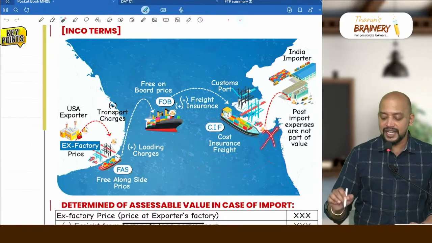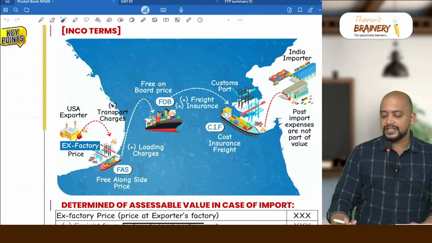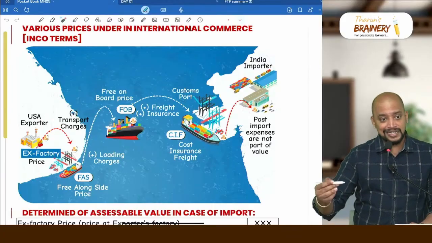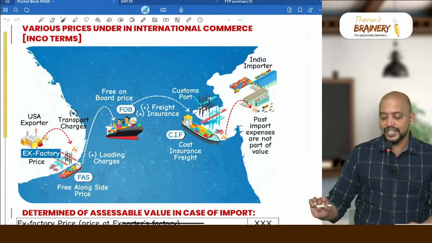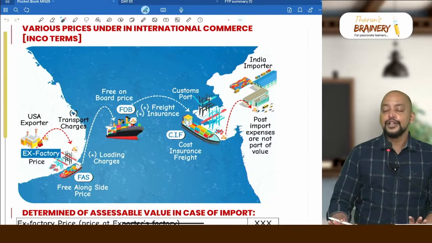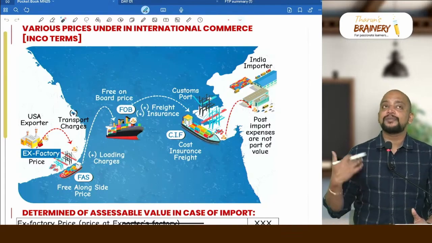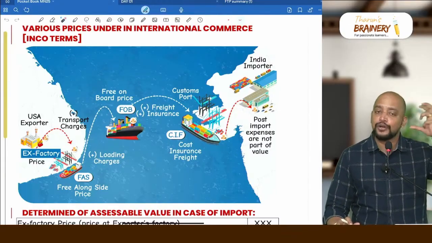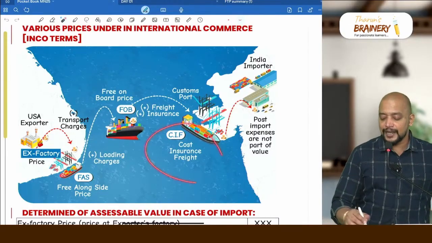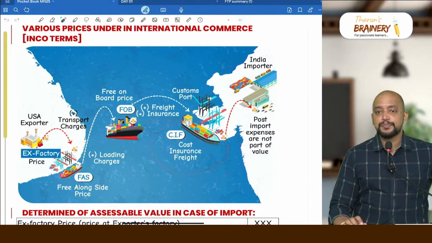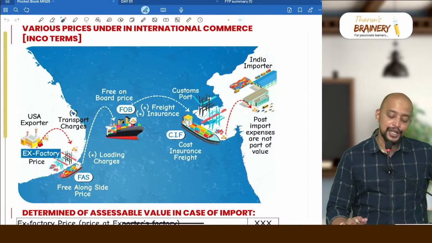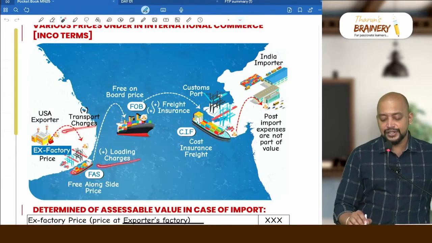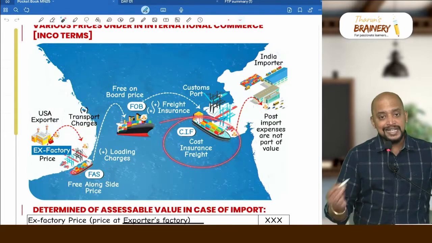This is the price prevailing at the importer's port. Thereafter, there will be some post-importation expenses like taking it to the importer's place, etc. But all those post-importation expenses are not forming part of value. So, in case of export, if you are exporting from India, what is the price relevant for payment of customs duty, or what is taken as a value? FOB price. In case of import, we need to take CIF price, that is the price prevailing at the time and place of importation. Suppose in the exam they give ex factory price, then we need to add transportation charges, loading charges, freight and insurance, and you will get CIF price.